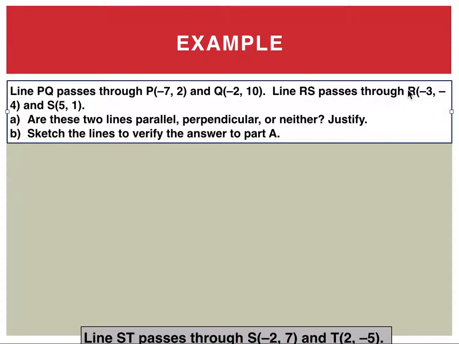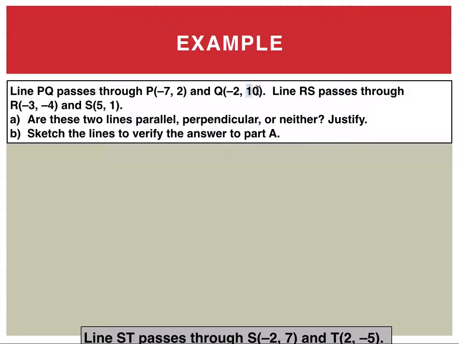So here it says, a line PQ passes through P(-7, 2) and Q(-2, 10). Line RS passes through R(3, -4) and S(5, 1). Are they parallel, perpendicular, or neither? Justify. As soon as you see something like this, where it tells you the 2 points, you have to find slope. So you do y2 minus y1 over x2 minus x1.